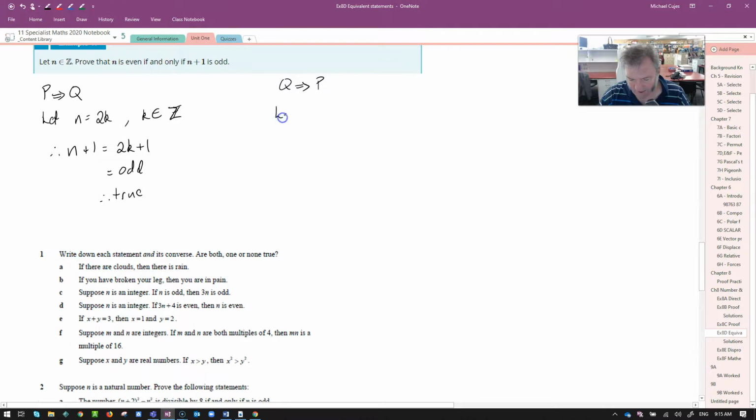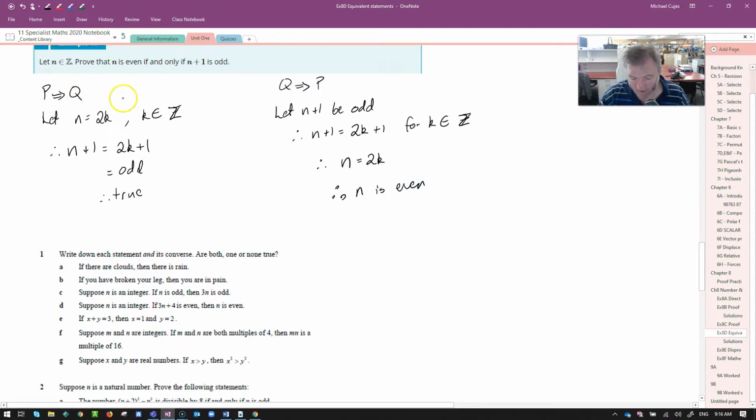Now we have to do the opposite. Let N plus 1 be odd. Therefore, N plus 1 equals 2 times k plus 1 for some k element of Z. And I'm trying to show if N plus 1 is odd, then N is even. So by subtracting 1 from each side, I'm going to get N equals 2k, which means N is even.